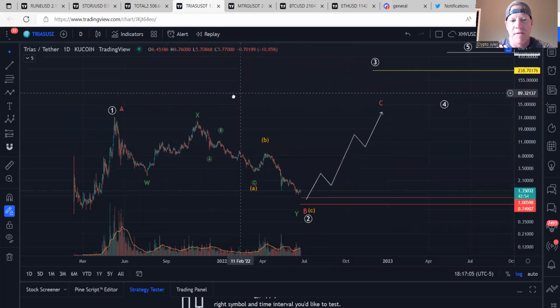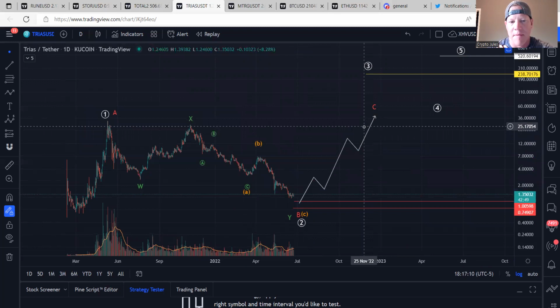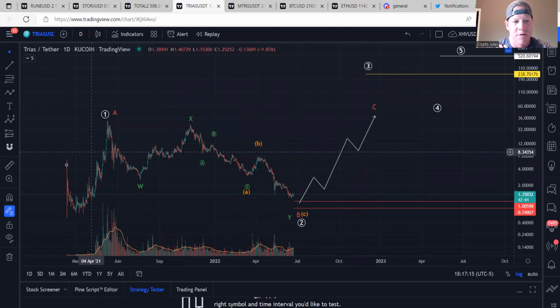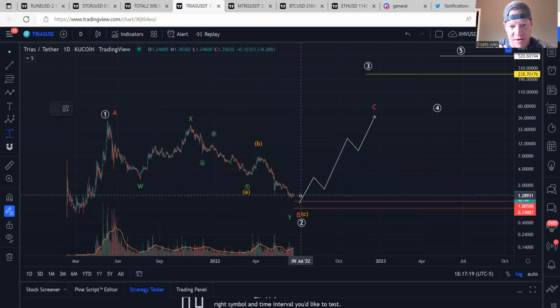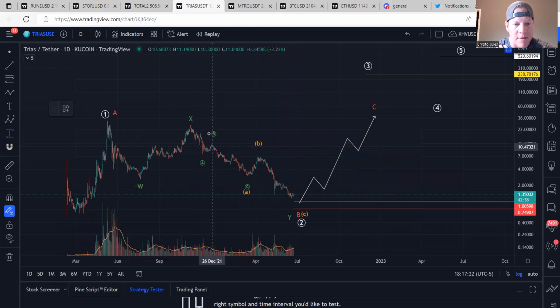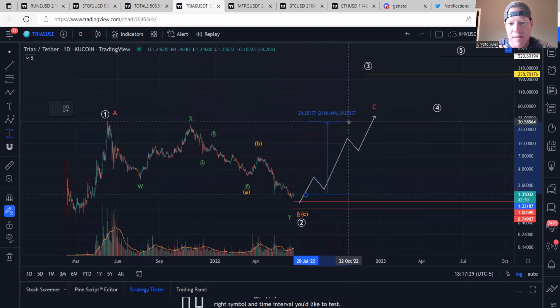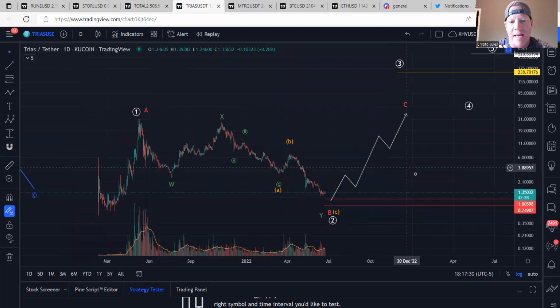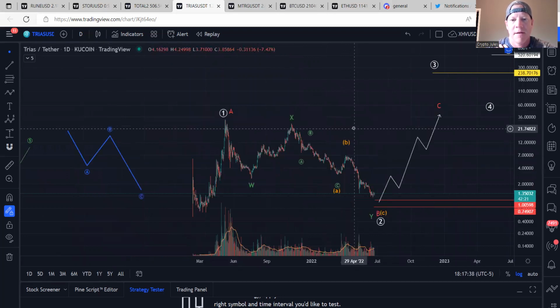Even if this is just an ABC, I still anticipate this thing at least coming back up to $20 or so, $20 or more. So even from here at this point, if you're just now getting into Trias, or if you ended up selling somewhere up here, this thing could still move 2 to 3,000% in my opinion, in the worst case scenario, meaning this entire structure is just a corrective structure.